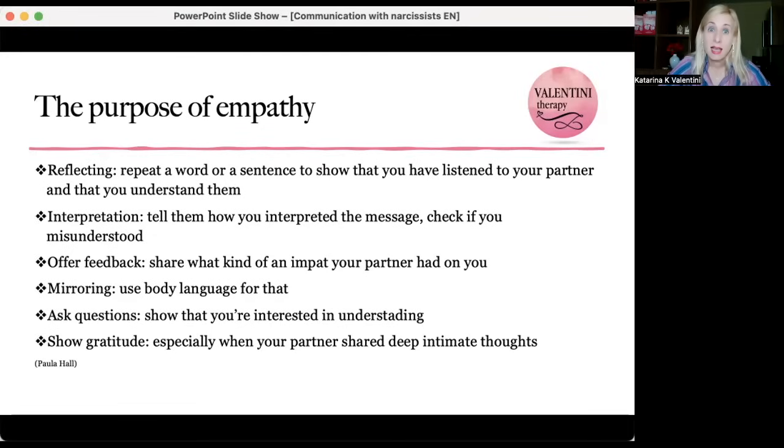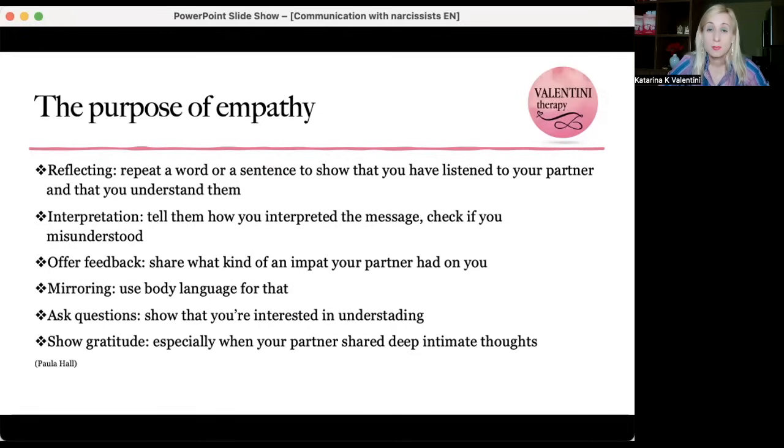Interpretation. That is the best solution if you want to avoid misunderstandings. Tell your partner how you interpreted the message, how you understood it. Check if you perhaps misunderstood it. Offer feedback. Feedback is always welcome, especially if it's delivered in a kind manner. Share what sort of an impact your partner had on you. Mirroring: use body language for indicating the impact.